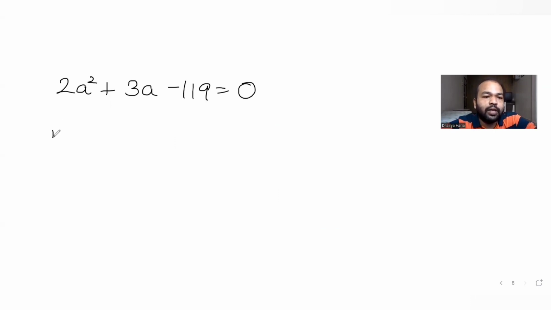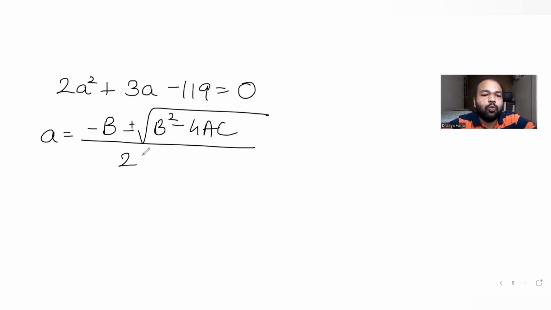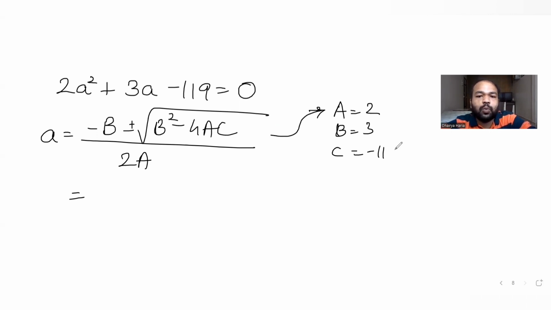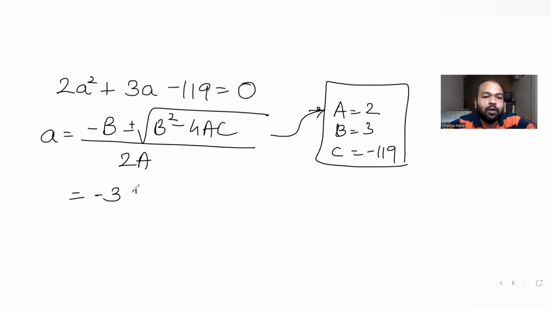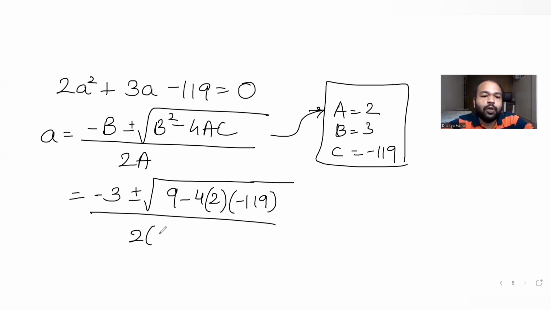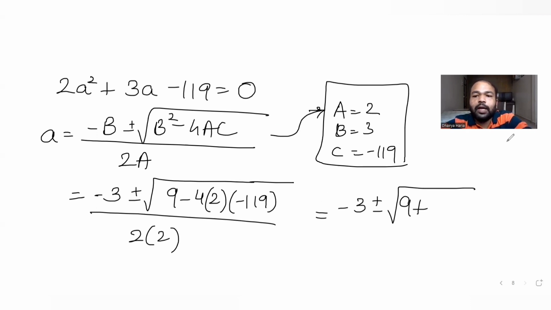Now just try to solve this and let's find out a. We know it's given by minus b plus minus root of b square minus 4ac upon 2a. So I know already a is 2, b is 3, c is minus 119. So I know minus 3 plus minus root of 9 minus 4 into 2 into minus 119 upon 2. So you get this becoming minus 3 plus minus root of 9 plus 8 into 119.